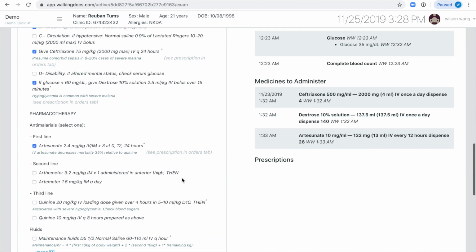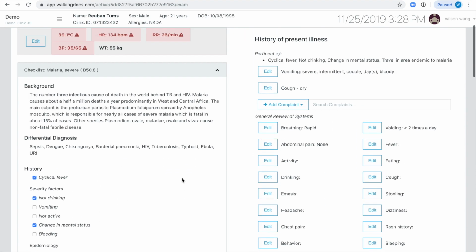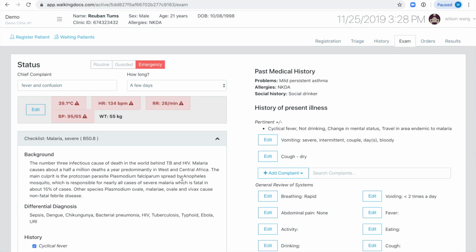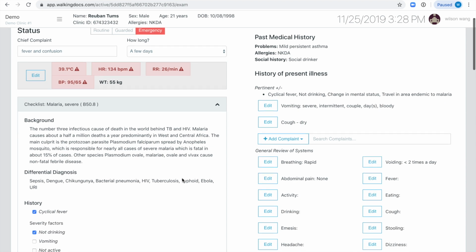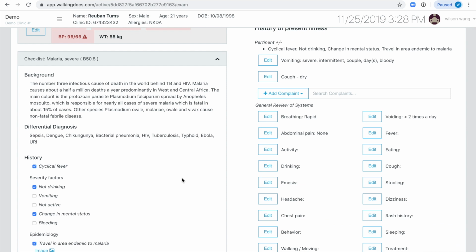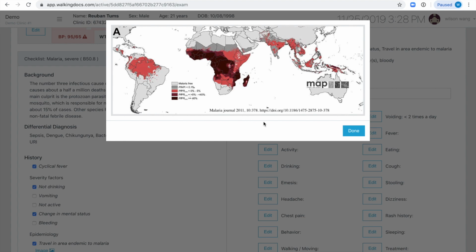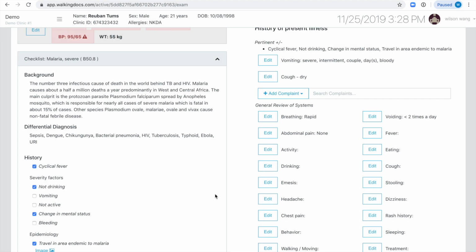If you recall the case of Tums, up to this point, WD has supported the provider's decisions mostly through use of one of over 250 interactive clinical checklists. For this severe malaria checklist, we see 1. A concise background of the suspected disease or condition. 2. A differential diagnosis. It's possible this is not severe malaria. 3. Visual decision support, such as places in the world where one can contract severe malaria.